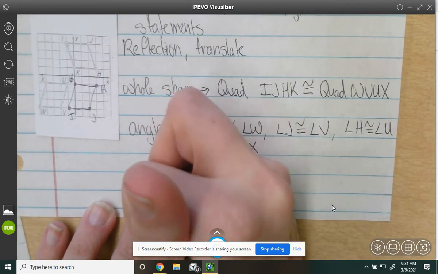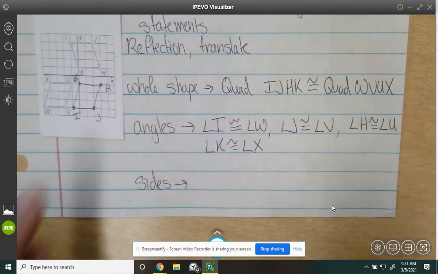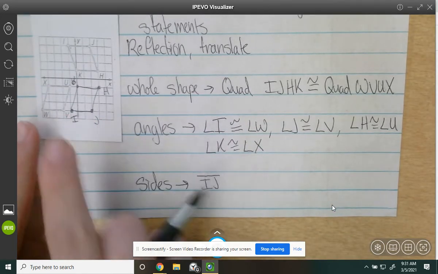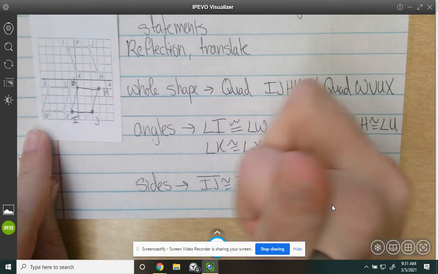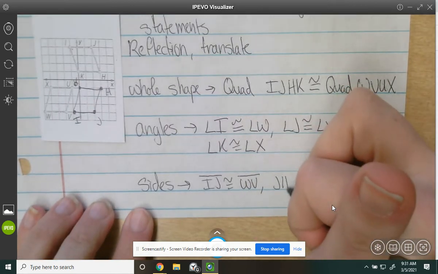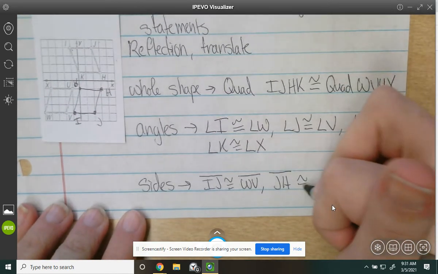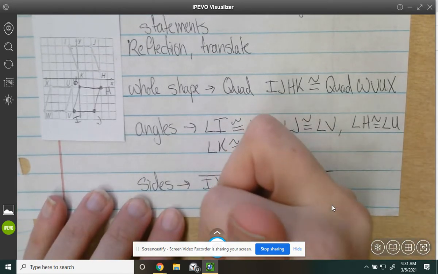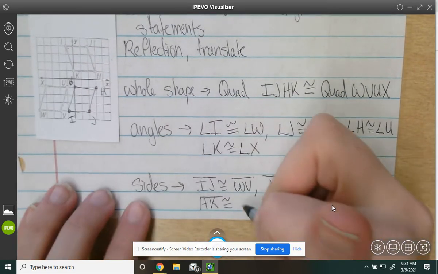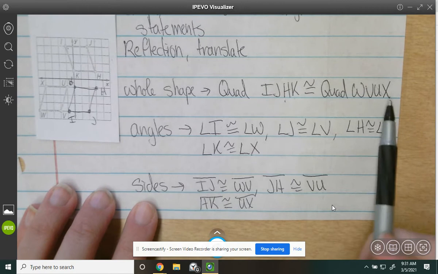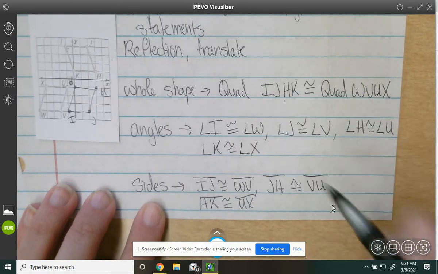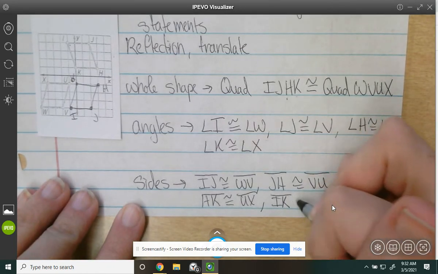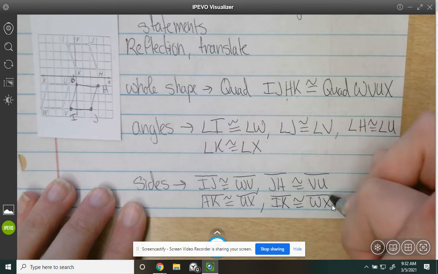And then you also have to do it by the sides. So if I look at IJ, that bottom side there is going to be congruent to WV. Then JH would be congruent to VU. And then HK would be congruent to UX. Once again, HK, UX, kind of just following that there as well. And then IK would be congruent to WX.